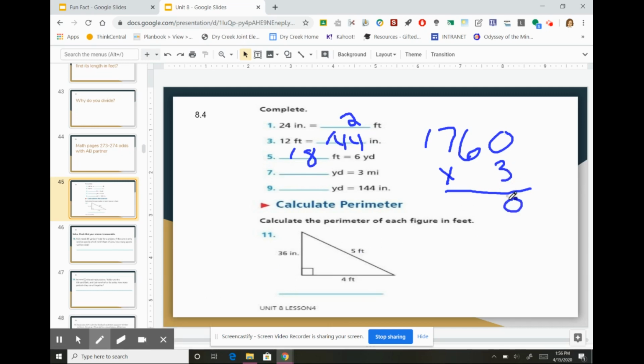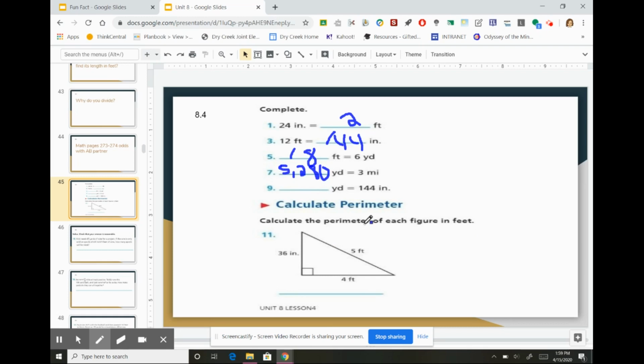So 0 times 3 is 0. 6 times 3 is 18. Put my 8 down. Carry my 1. 7 times 3 is 21. Plus 1 is 22. Put my 2 down. Carry my 2. 3 times 1 is 3. Plus 2 is 5. So my answer is 5,280 yards in 3 miles.